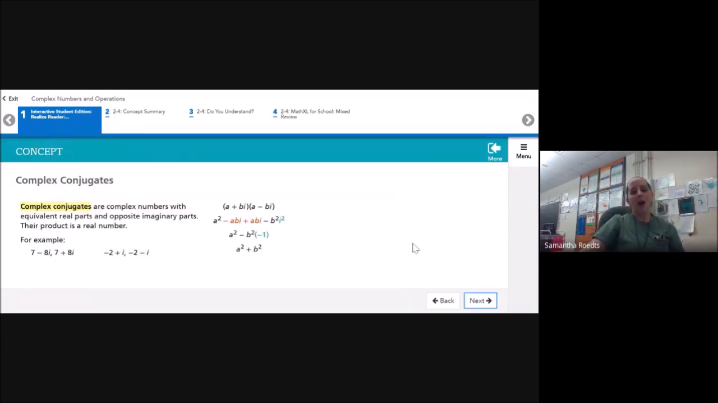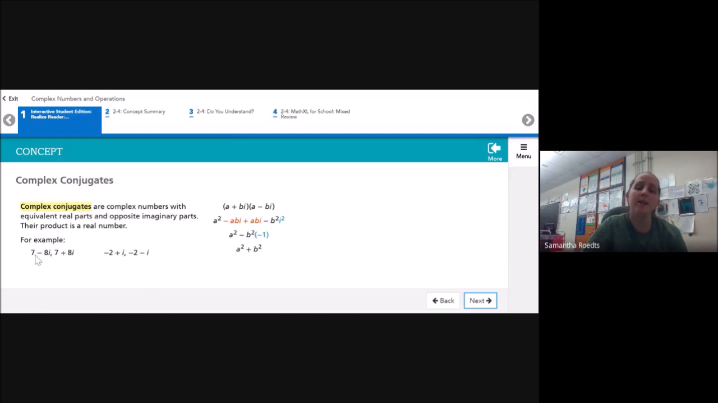So complex conjugates are complex numbers with equivalent real parts and opposite imaginary parts. So their product is a real number. This is actually really helpful when we're going to be dividing by complex numbers. You can take that complex conjugate and multiply it by the numerator and the denominator, and you get a real number in the bottom.